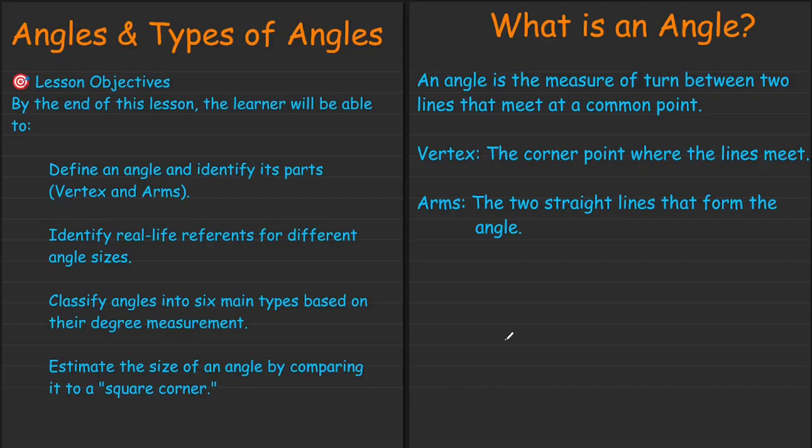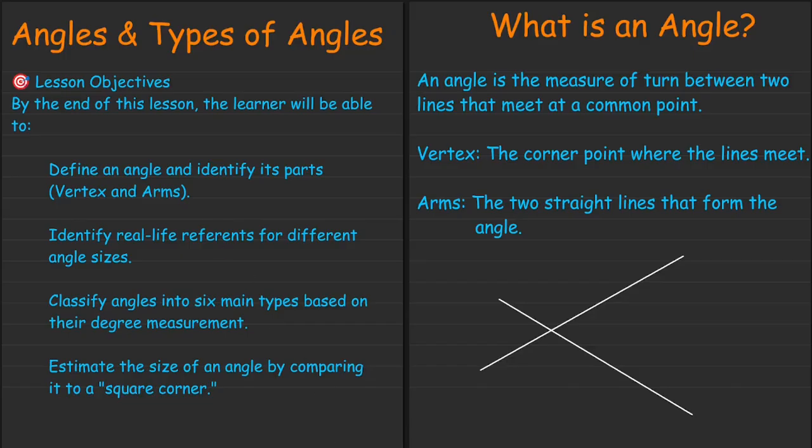So since we want to talk about angle, what at all is an angle? We have here saying an angle is the measure of turn. Take note here, it is a measure of turn between two lines that meet at a common point. So what does this mean?